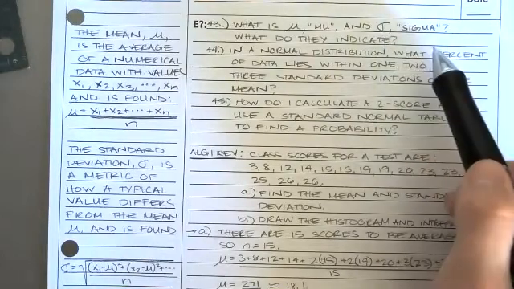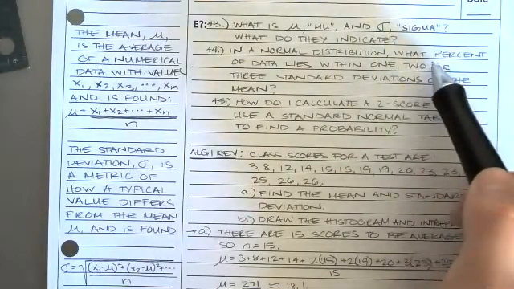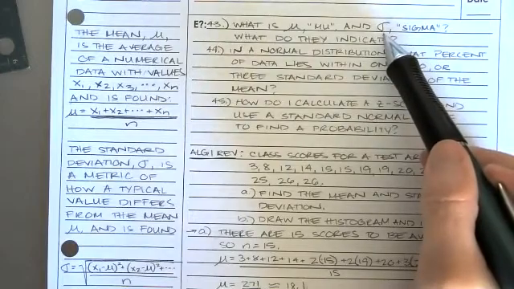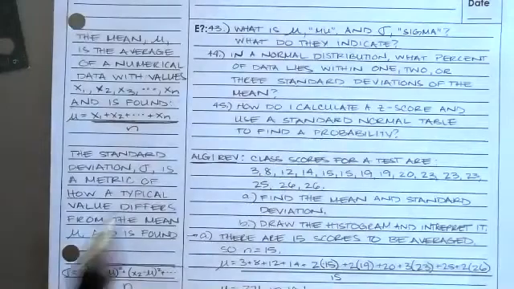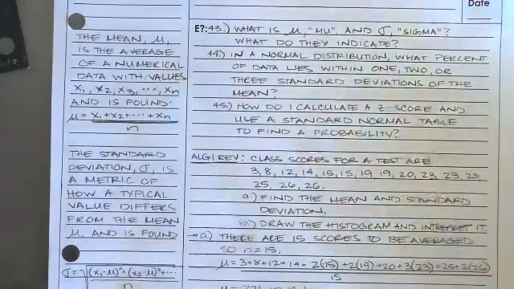So when you see the uppercase letter, that means summation. When you see the lowercase sigma, that means standard deviation. Question 44 says, in a normal distribution, what percent of data lies within 1, 2, or 3 standard deviations of the mean? And the next says, how do I calculate a z-score and use a standard normal table to find a probability? So that's what we'll be talking about.